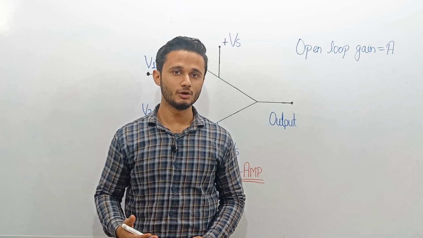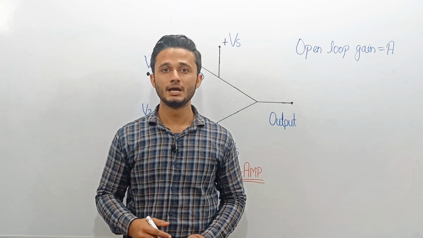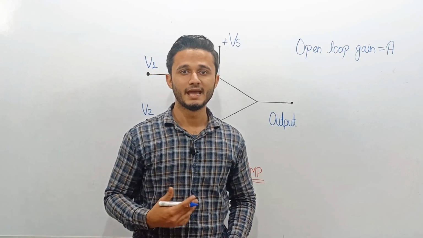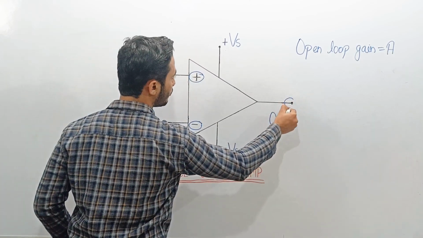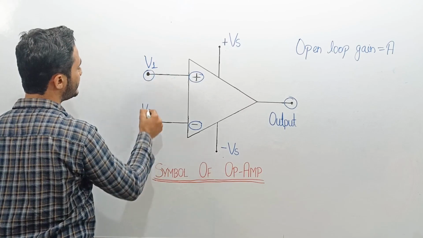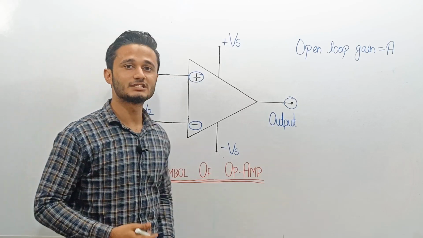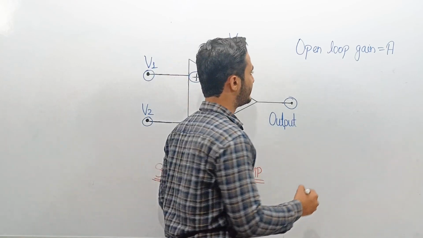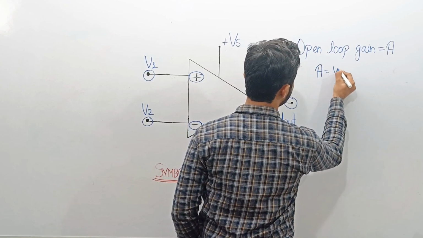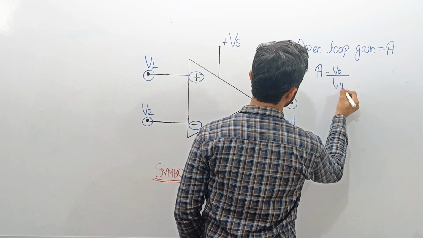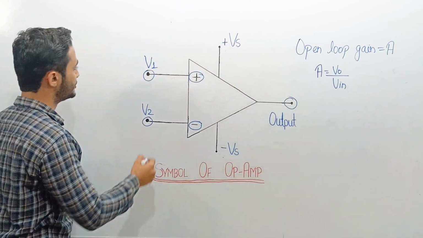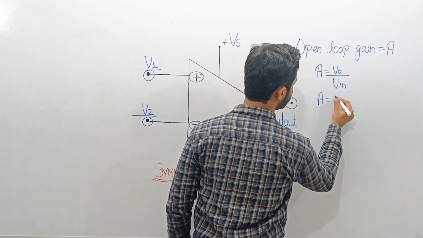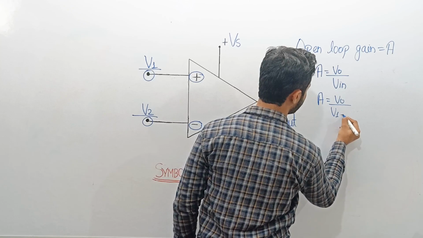I will tell you about feedback in detail in the upcoming videos, but for now, understand feedback as feeding a part of the output to the input. As you can see in the diagram, no part of the output is being fed to any of the input terminals. So, this circuit has no feedback and hence its gain is called open loop gain. We know that gain of a device is the ratio of its output voltage to its input voltage. In this case, we have two input voltages, V1 and V2. So we substitute the values and we get A is equal to V output upon V1 minus V2.